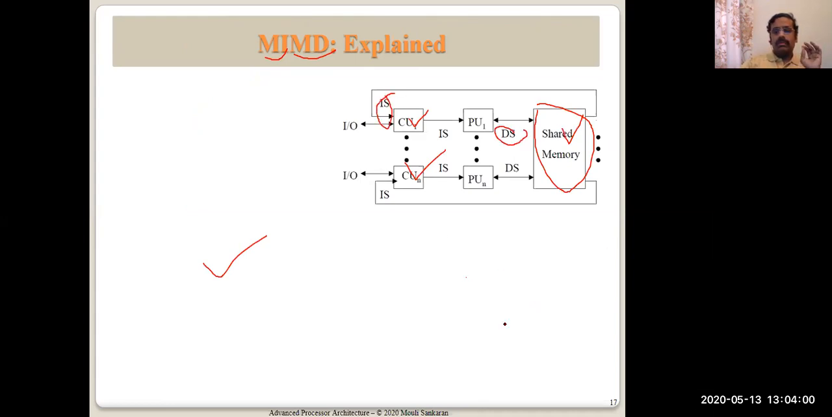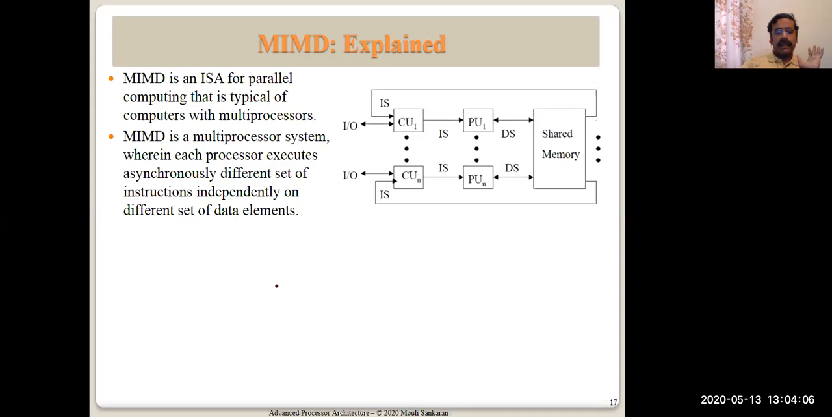So it is multiple instruction, multiple data. It's a multiprocessor system. Each processor executes asynchronously a different set of instructions. Okay, this is very important, guys.